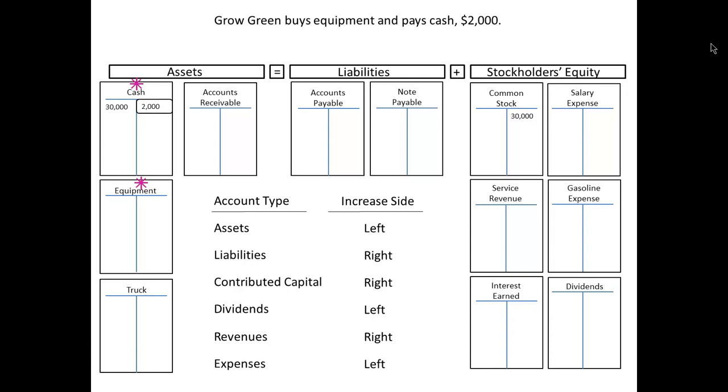Now for equipment. What type of account is it? Asset. What is the increase side for an asset? Left. Did the transaction cause equipment to increase or decrease? Equipment increased when Grow Green bought equipment. Since equipment increased, we will record the $2,000 on the increase side, the left side of the equipment account. We have $2,000 on the left of the equipment page and $2,000 on the right of the cash page. The equation is in balance.